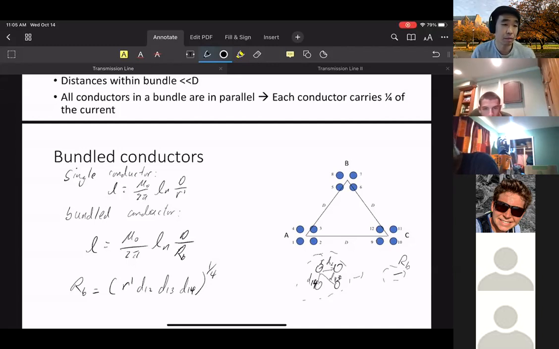So this is just what the equations come out to be. As you have these smaller bundles, you draw a box around them and ask what is the effective radius. It's the geometric mean of all the radii we have. Again, why is this? Well, we need to do some work to figure out why this is the case.